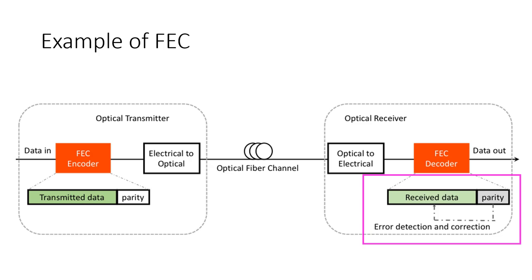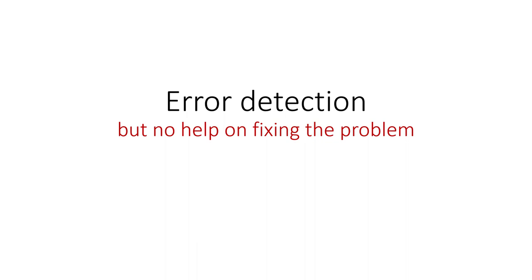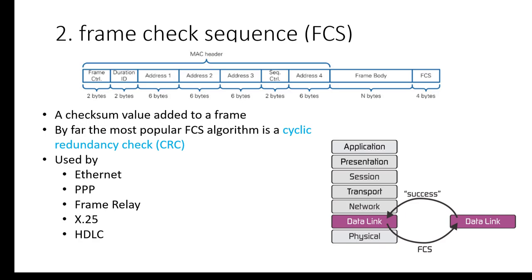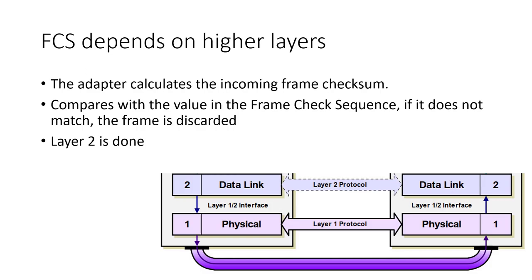At layer 2, sometimes we can detect the error, but we can offer no help on fixing the problem. This brings us to frame check sequence. This is a field that's added to the end of the frame. There's a checksum value, usually a polynomial, that's added, and it allows you to determine whether the frame has been corrupted or not. It's not perfect. It's used by Ethernet, point-to-point protocol, frame relay, X.25, and HDLC. Frame check sequence depends on higher layers, like layer 4, TCP, to fix the problem.